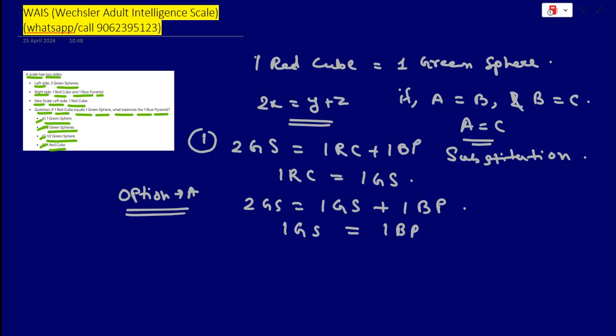Okay, so if I talk about the green sphere, the value in spheres is 1 unit. If I talk about the red cube, the value in spheres is 1 unit again. And if I talk about the blue pyramid, this is also 1 unit, in value of the spheres. Okay, so we have just solved a classic question from the WAIS intelligence test.